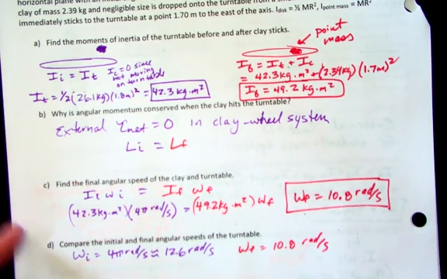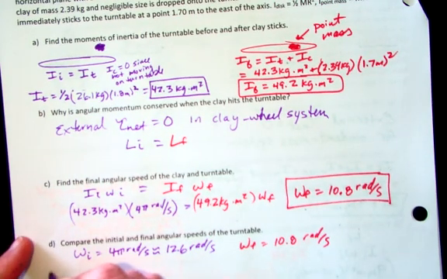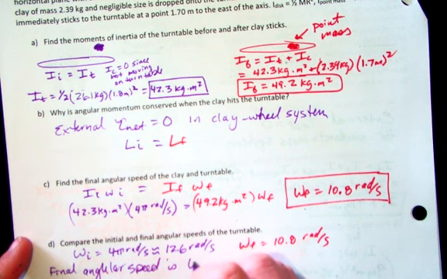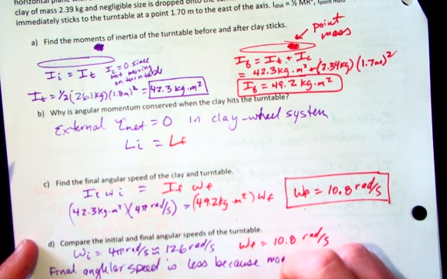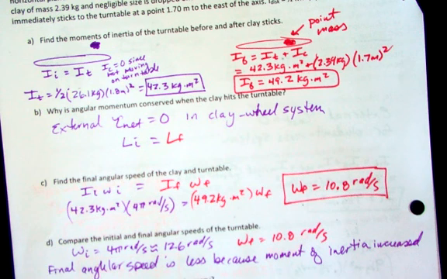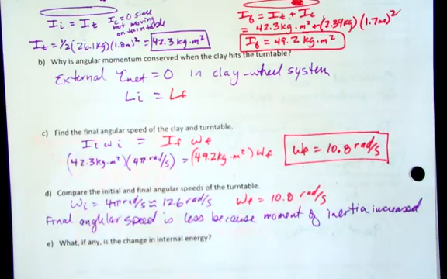So here we have the final angular speed is less because the moment of inertia increased. And again, not just that the moment of inertia increased, but also because we know that the angular momentum is conserved. If the angular momentum is not conserved, we cannot state this relationship in this manner.